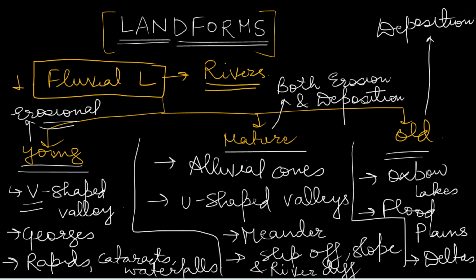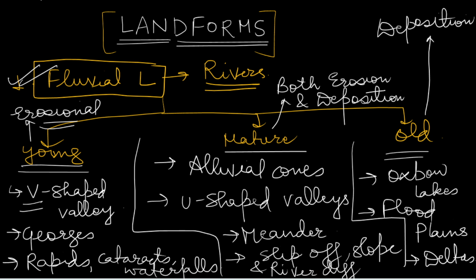So it's very important. Several times they will simply ask which of the following features can be found in the old phase of a river. They will give you four options: alluvial cones, U-shaped valleys, meander, oxbow lakes, and you have to find the right one. So there are high chances of questions from these landforms. So please do write it. It will be helpful. So this was about the first landform, that is the fluvial landform.